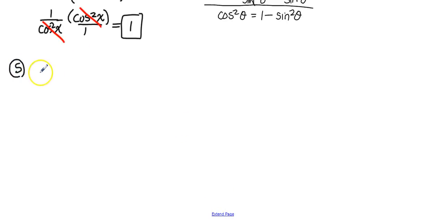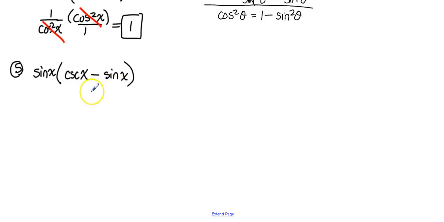Number 5, sine of x times cosecant of x minus sine of x. Sorry, I don't mean to mix it up. So sine of x, nothing really I can do there. Now let's take a look at what we have on the inside.